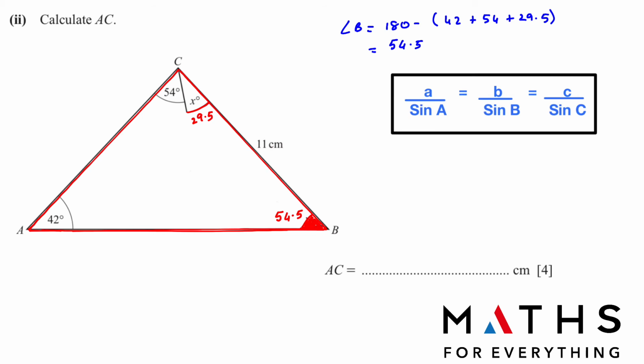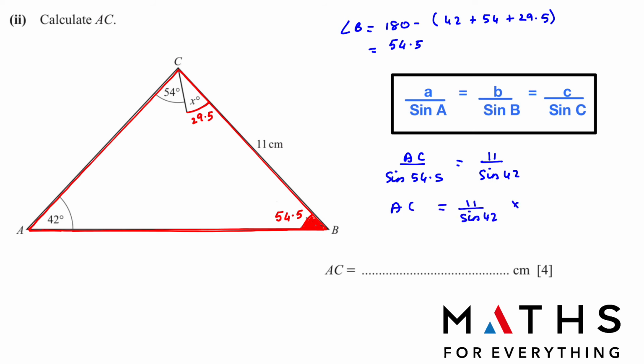So what is your side that you're finding? AC. Underneath AC in the denominator, write the corresponding opposite angle, which is 54.5. Write sine 54.5. Then you have BC. BC is 11, and the angle opposite is A, which is sine 42. You want to find AC, so we make AC the subject.